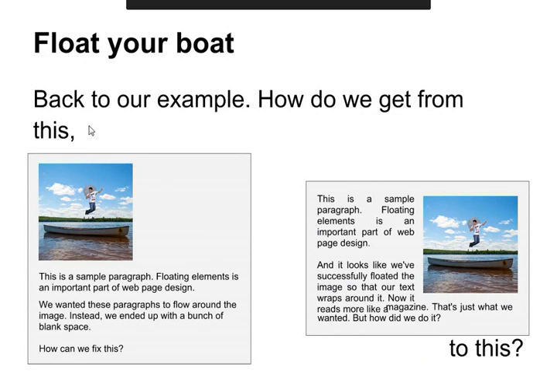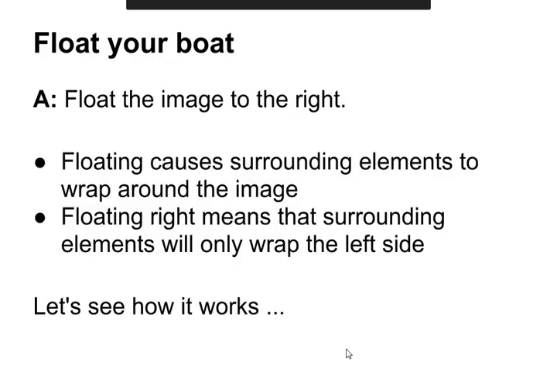All right, so we have our starting place right here, and we have our finished product. So our goal is to get from here to here. How do we do that? Well, the answer is with floating, and we're going to float the image to the right. So floating causes surrounding elements to wrap around the image. Floating right means that surrounding elements will wrap the left side of it. Let's see how it works.